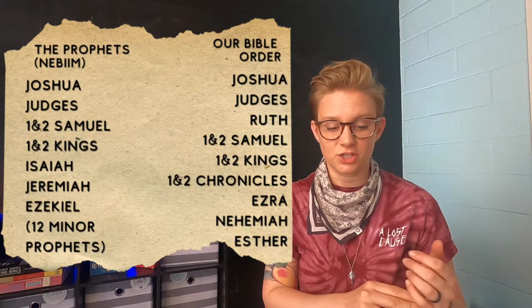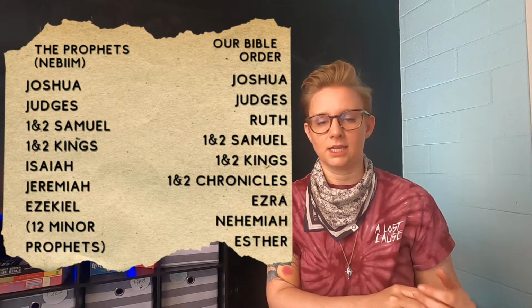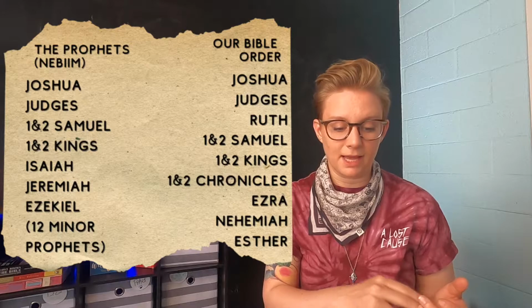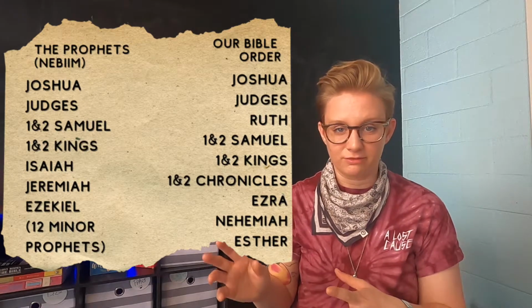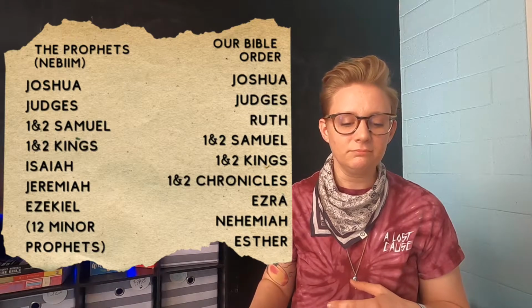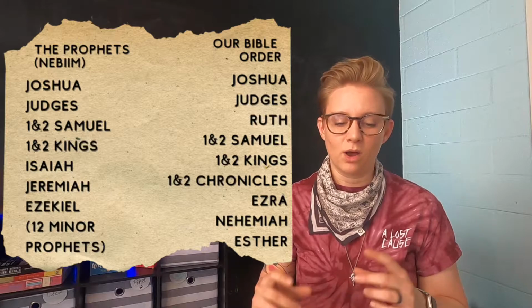Then the second part of the Hebrew Bible was the prophets. This is Joshua, Judges, 1st and 2nd Samuel, 1st and 2nd Kings, Isaiah, Jeremiah, Ezekiel, and the 12 minor prophets following those. And the Hebrew name for this section of the Bible was Nebim. I'm going to put that there just in case I'm saying that wrong.